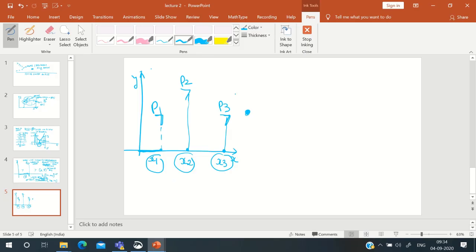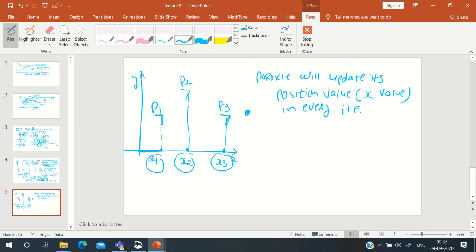It means every particle will update its position value, meaning x value, in every iteration, and ultimately it will reach the final solution.